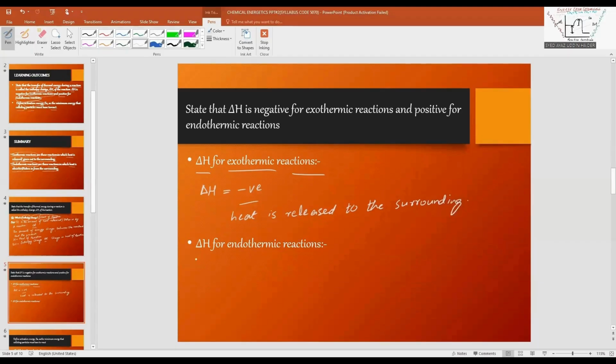While delta H for endothermic reactions is always positive, which indicates that heat is absorbed from the surrounding. Heat is gained from the surrounding.